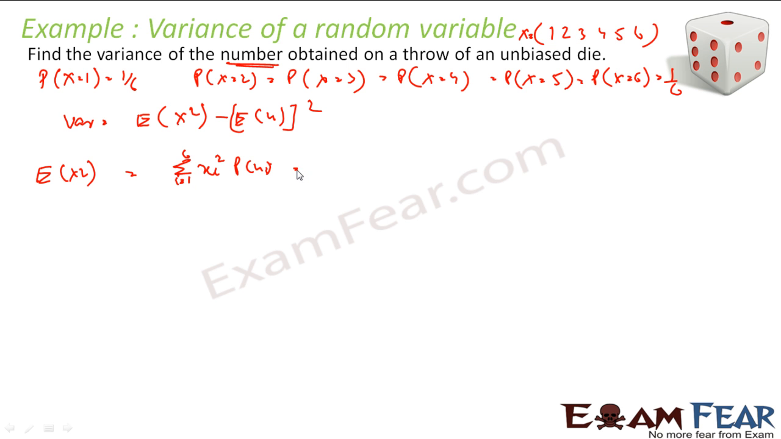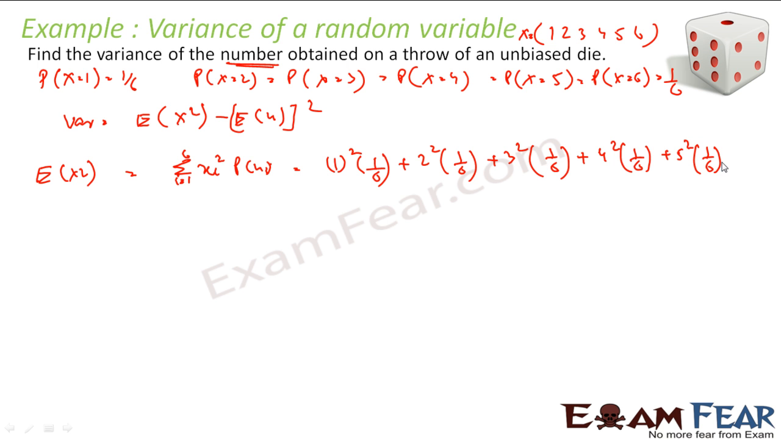So this becomes 1 square into P of X equal to 1, which is 1 by 6, plus 2 square P of X equal to 2, which is 1 by 6, plus 3 square P of X equal to 3, which is 1 by 6, plus 4 square P of X equal to 4, which is also 1 by 6, plus 5 square and 6 square similarly. Correct? And this comes out to be 91 by 6.